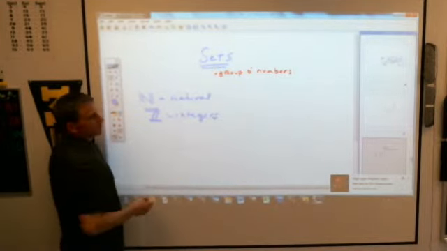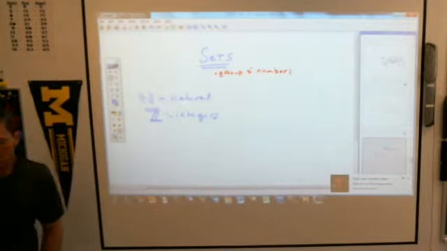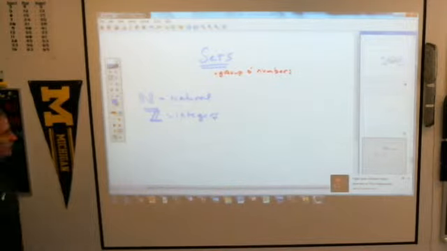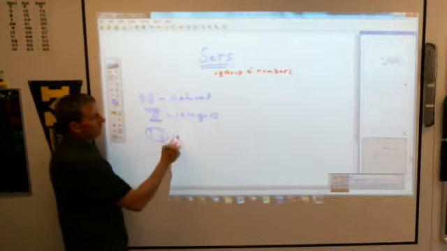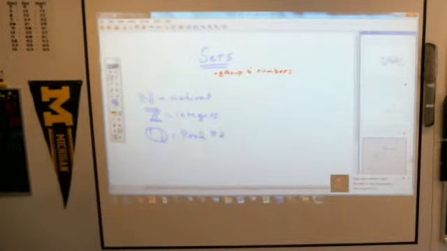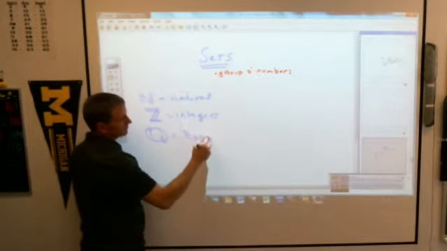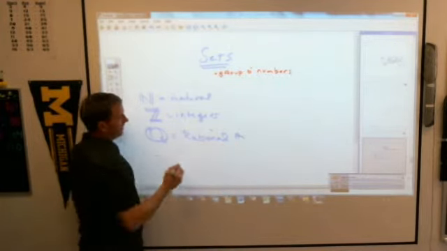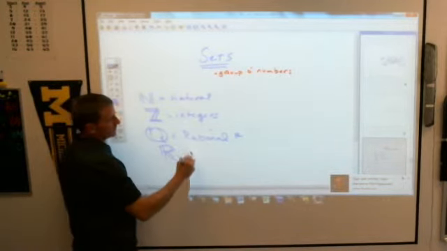By the way, what are integers as a quick review? Integers are positive and negative whole numbers. No fractions, no decimals. And then we have the letter Q, which refers to, anybody? Rational numbers. Sorry, I did that wrong. And then the letter R, ladies and gentlemen, stands for the real numbers.